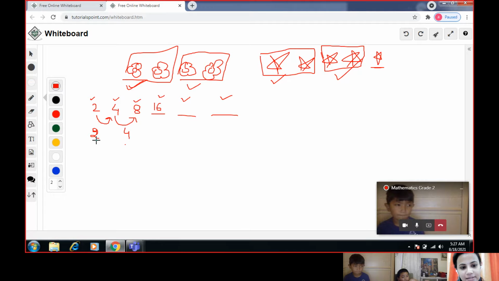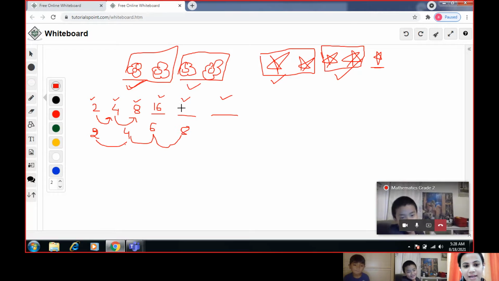See here, here is the difference of 2. Here is the difference of 2. Here is the difference of 4. Here is the difference of 6. Can you see the pattern? If here is the difference of 6, 2, 4, 6, and 32. 8, yes, 32.